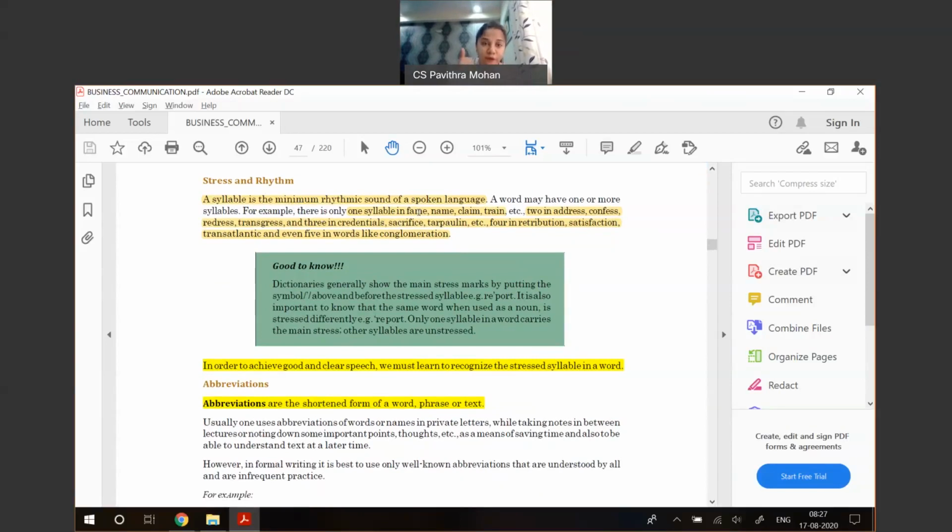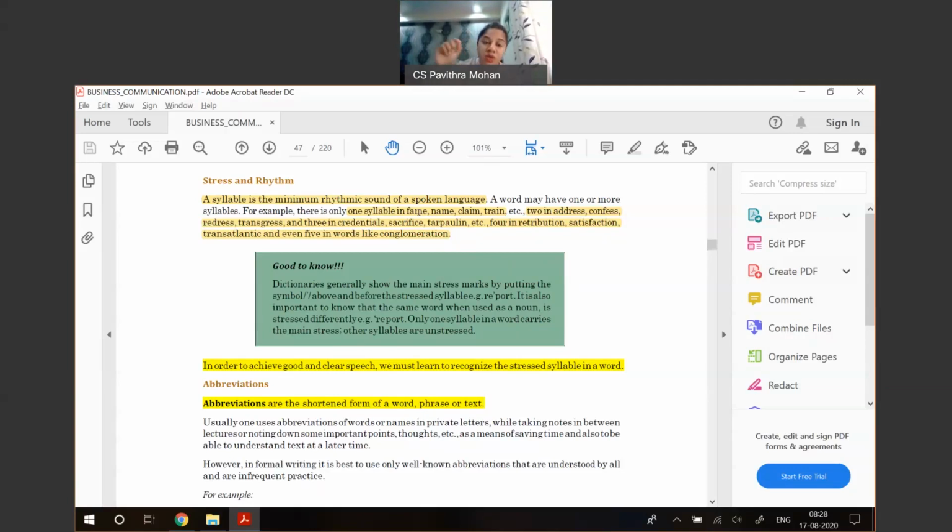One syllable is fame, name, claim. Two syllable is confess or redress. Three syllable will be sacrifice or tarpaulin. Four syllable will be retribution, satisfaction, or transatlantic. So these are called four syllables.